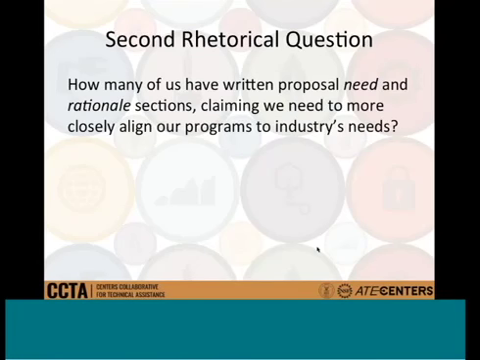Here's the second rhetorical question. How many of us have written a proposal or been part of writing a proposal in that need and rationale section, right? It's always up there in the front where you're demonstrating the need and demonstrating the rationale, claiming we need to more closely align our programs to industry needs. Hands are going up all over the room. A lot of us do this. In fact, that's sort of a standard rationale. We need to better align to industry needs. We write that all the time.